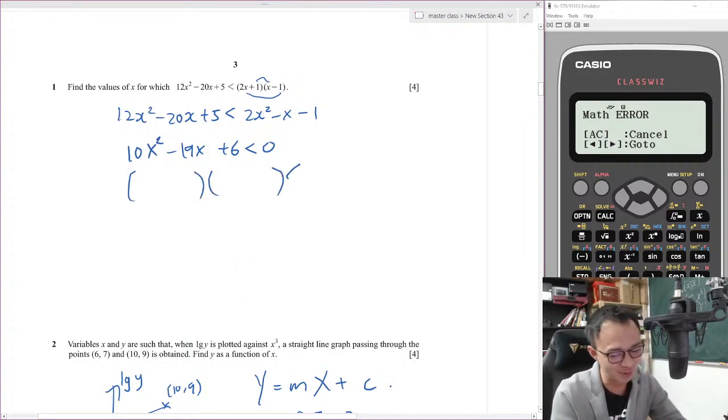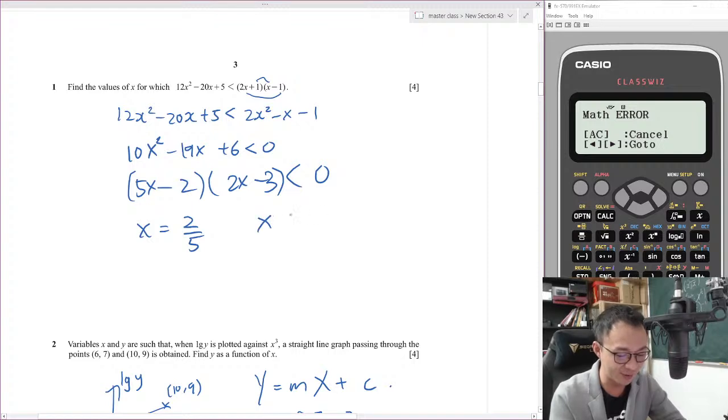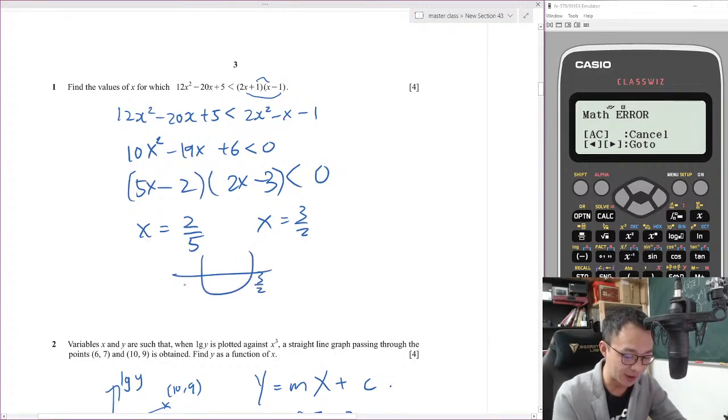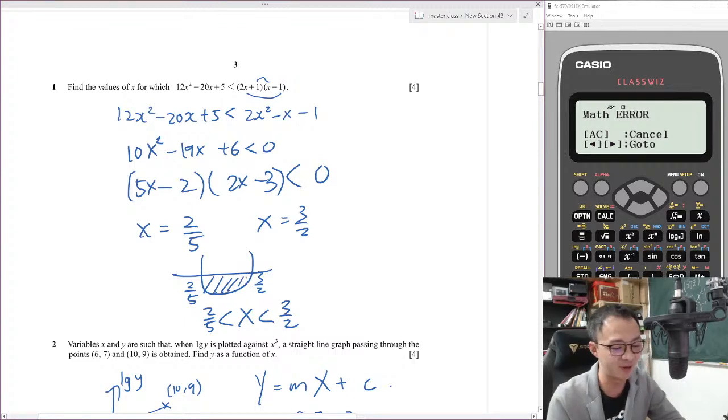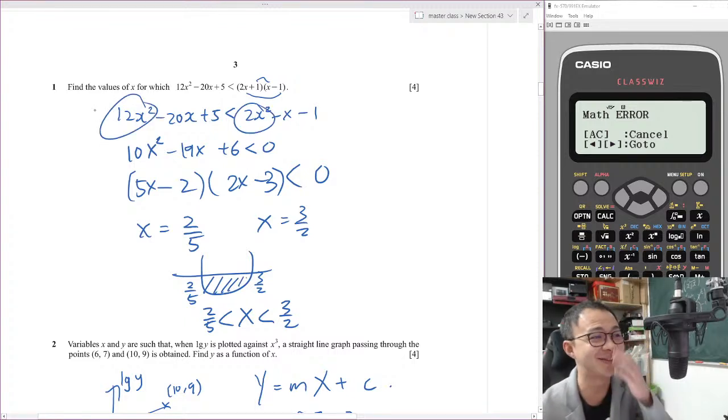Yeah, because normally when I do it wrong, I cannot factorize. This one is just like, how can I do it wrong? I can still factorize it. Okay, so I want to get 3, 2, 3, 2 minus for both. So x equals 2 over 5 and x equals 3 over 2. Then we will have 3 over 2 and 2 over 5. So x should be between 2 over 5 and 3 over 2 because we want to find a value between here. Yeah, it's minus. Oh my god.